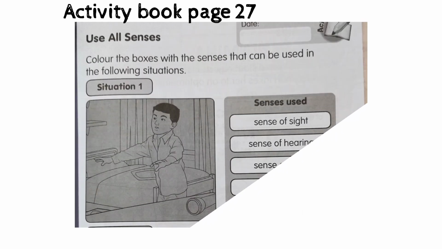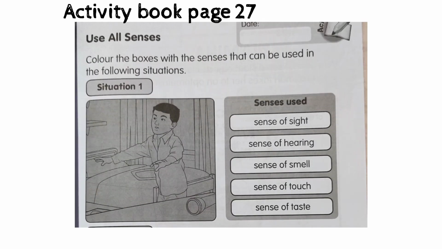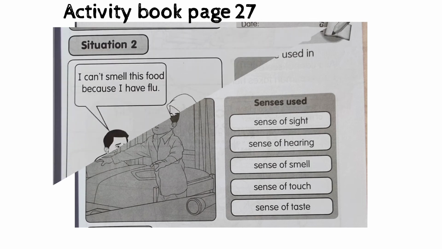Okay, now let's do this exercise in your activity book, page 27. Color the boxes with the senses that can be used in the following situation. Situation number 1, okay, it is dark. Okay, he wants to look for his torch. What sense can he use to look for the torch? Okay, you color the answer.